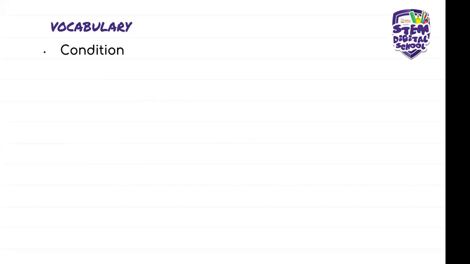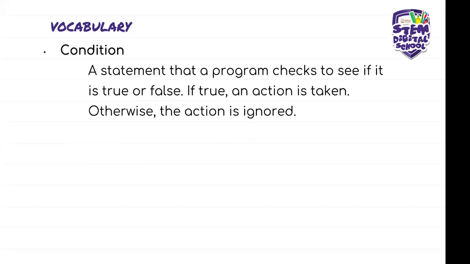Let's quickly look at some more words. A condition is a statement that a program checks to see if it is true or false. If true, an action is taken, otherwise it is ignored. Remember our example of the apple tree, where the objective is to pick all apples. You will pick apples until there are no more apples in the tree. Once there are no more apples, only then will you move on to the next tree. That is a condition.